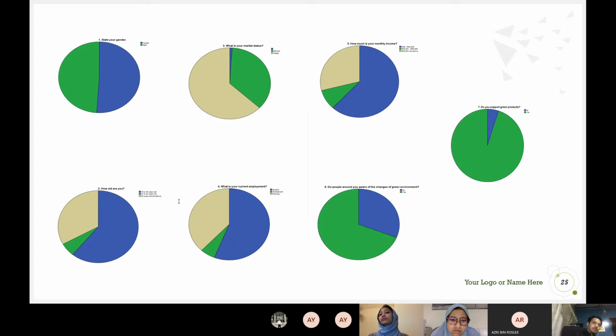Current employment from 100 respondents, 56% of them are students, while working people is 38% and unemployed people are 6%. Monthly income is based on the respondents, mostly below 2,000 ringgit monthly, while 9% of the respondents are 2,000 to 4,000, and the rest are 4,000 and above.